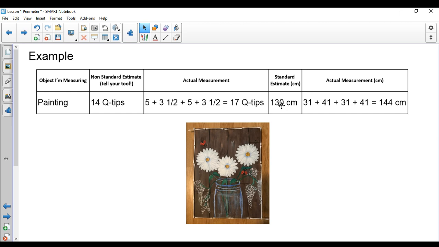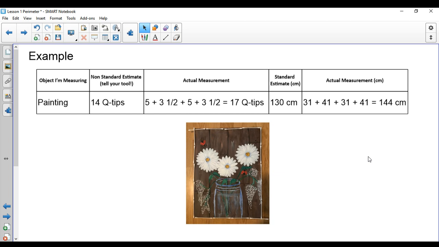Then I took my ruler and I did it by centimeters. I estimated first 130 centimeters is what I thought it would be. I estimated the width was 31 centimeters, the length was 41 centimeters, the width again 31 centimeters, and the length 41 centimeters when I actually measured. And that I added up to make 144 centimeters.